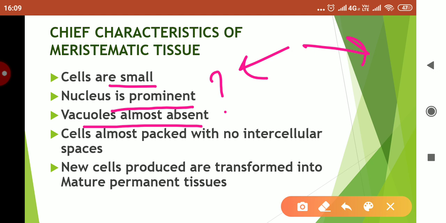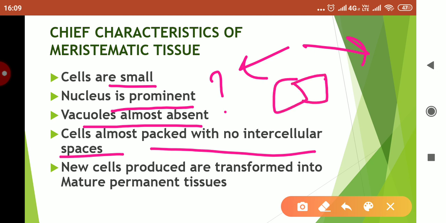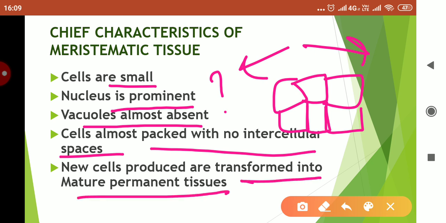Now cells here are almost packed with no intercellular spaces. There is no need because one cell divides, then the other is formed, then the next is formed, then the next is formed. This is the way in which the cell division occurs. Now new cells produced are transformed into mature permanent tissue. As I have told you, the new cells formed get specialized and get converted into permanent tissues.